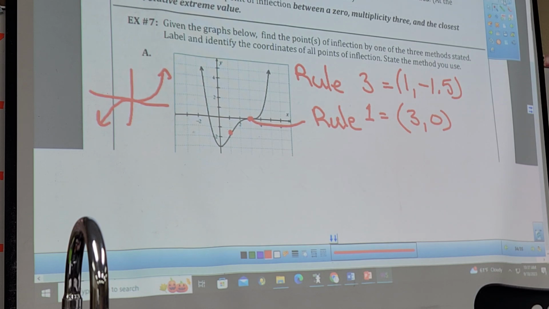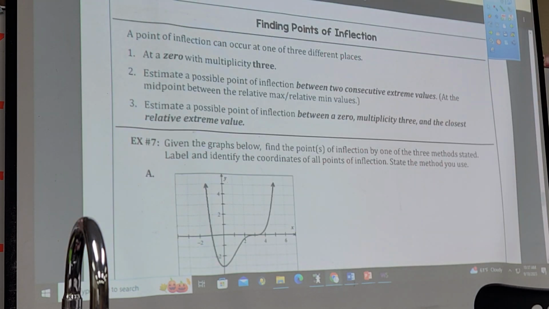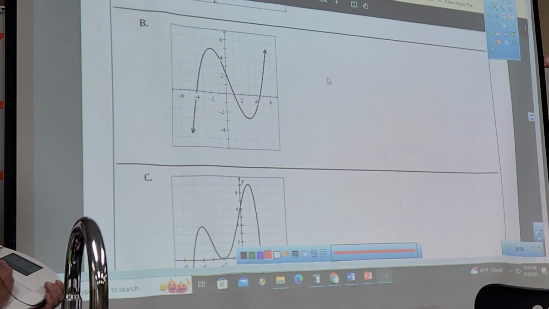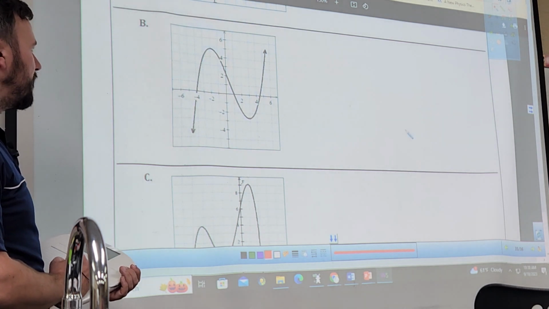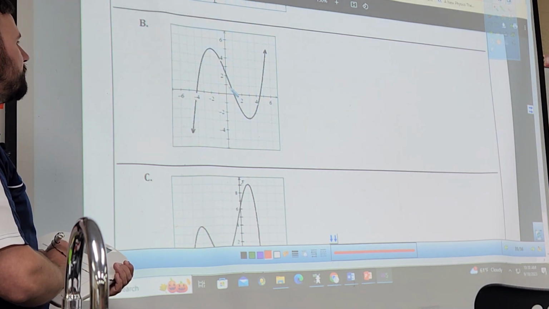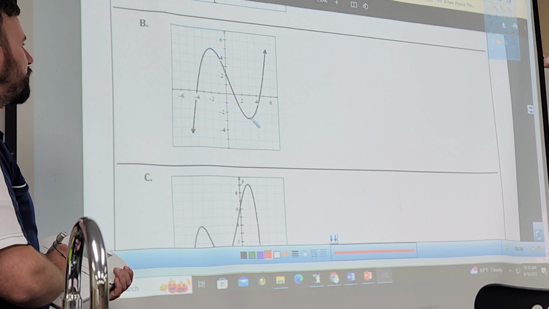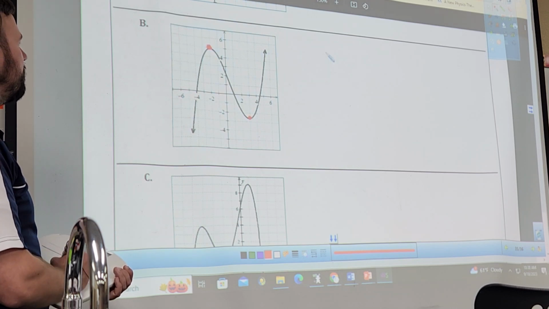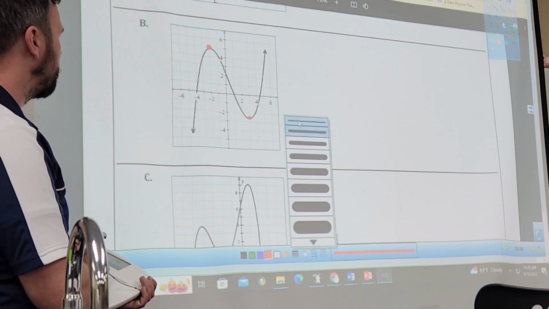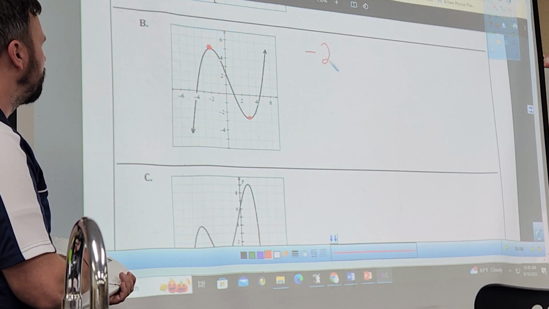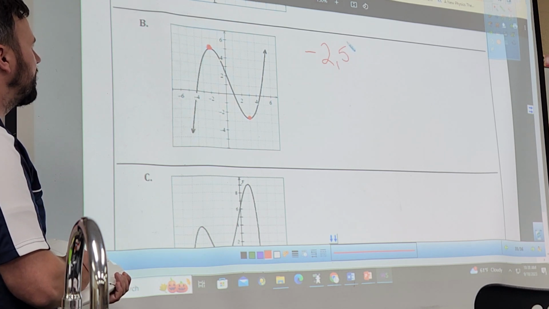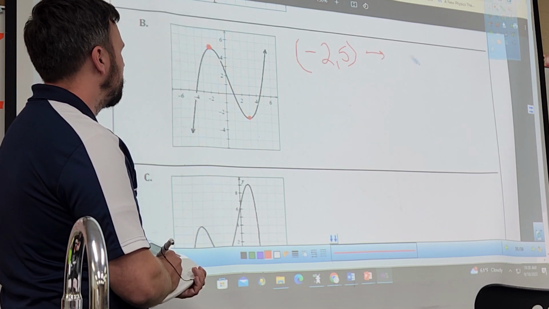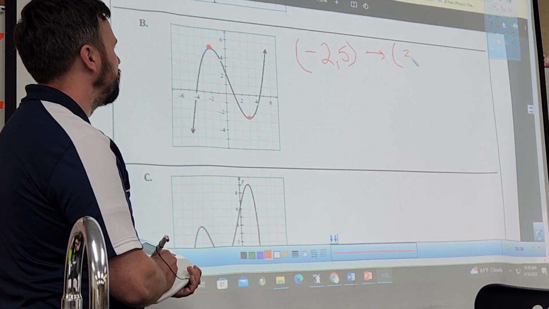Let's do another one. Let's show another way we can find a point of inflection. On B, now on this one, could we estimate it? Yeah, but it's kind of messy in there, isn't it? Do I have a pretty good min and max I can use? Yeah. What's the 1 point? Negative 2, 5, right? That's my relative max. And I have a relative min of 3, negative 2.5, right?